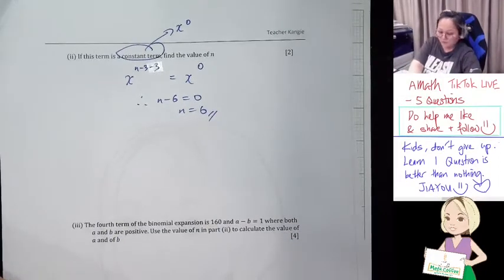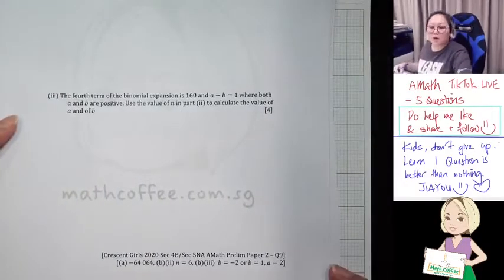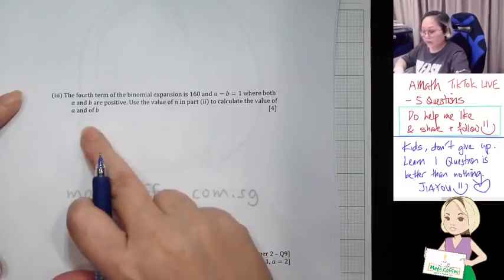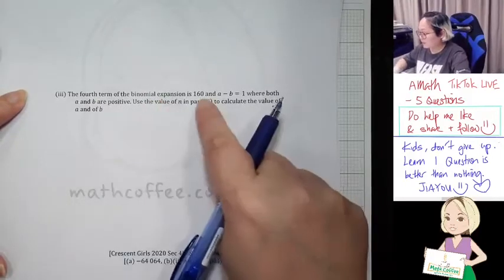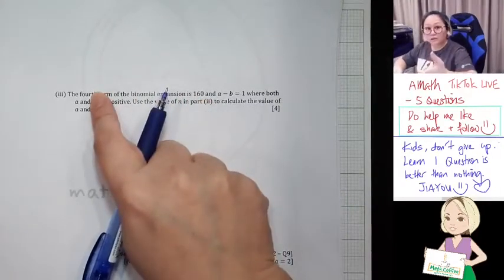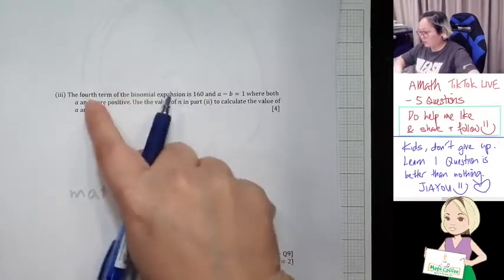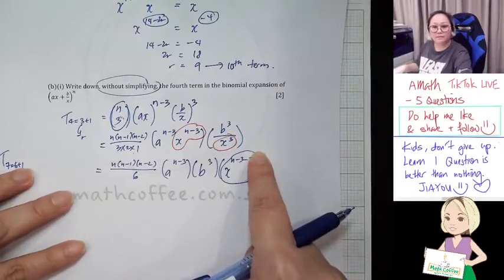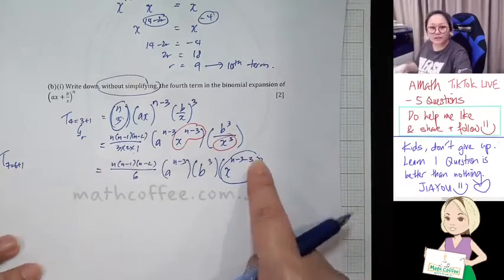Okay. So next, they tell us, yes, constant and independent is the same thing. Means x to the power of 0. Because you know anything to the power of 0 gives you what? 1. Right? That's why there's no x term. So let's take a look at this one. The fourth term of the binomial is 160. So just now that one is the fourth term, right? So what they are trying to tell you is that this whole thing is 160. This whole thing is 160.